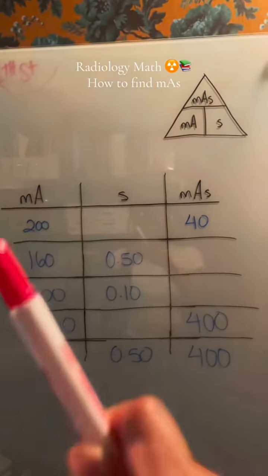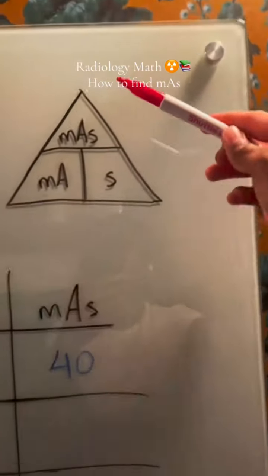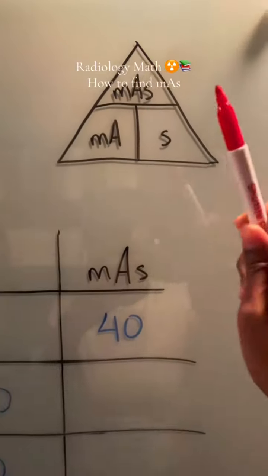All right, more radiology math. This time it's not direct square law or inverse. It's something completely different and basic. So this might look confusing, but this is just basic math in order to find either mAs, mA, or the seconds.